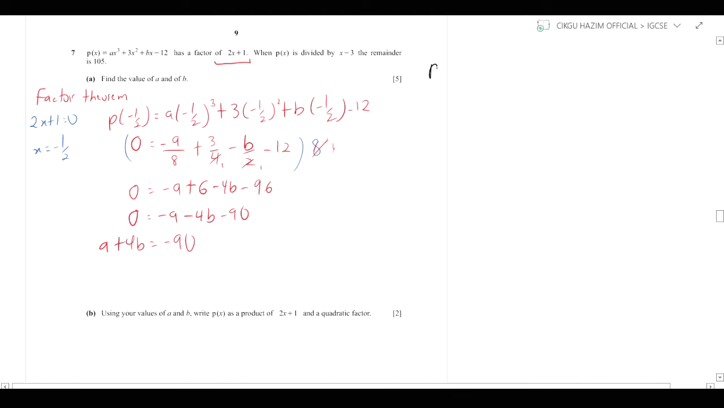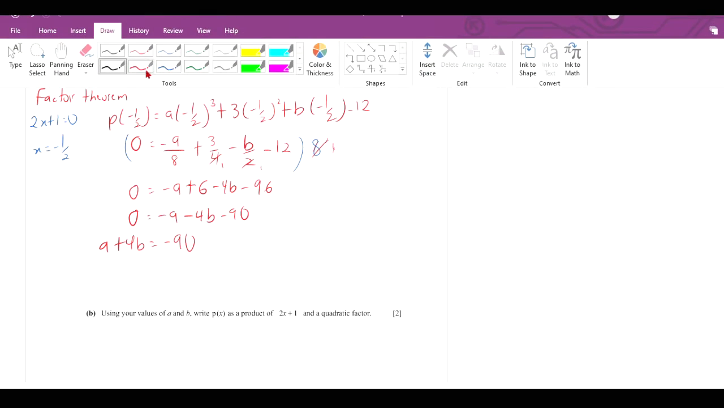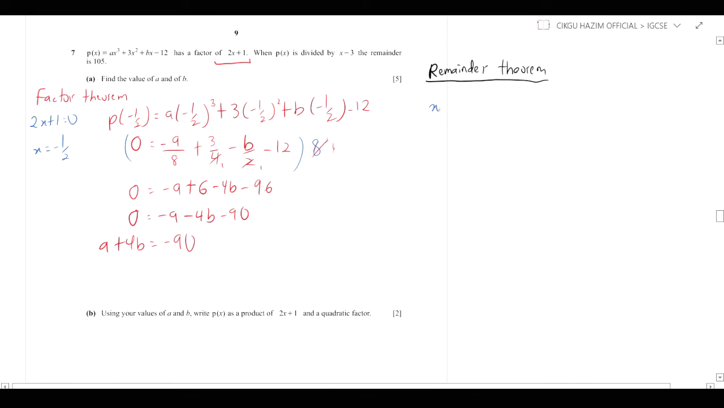The second piece of information is the remainder theorem. When you substitute x minus 3 into the equation, the remainder will be 105. So find the value of x first. x minus 3 equal to 0, x equal to 3. Then when you substitute x equal to 3, the remainder will be 105.